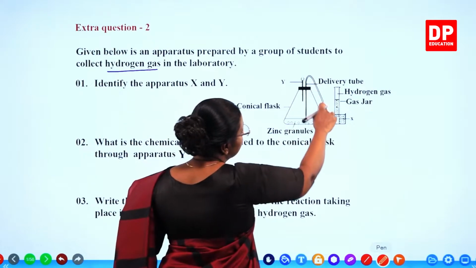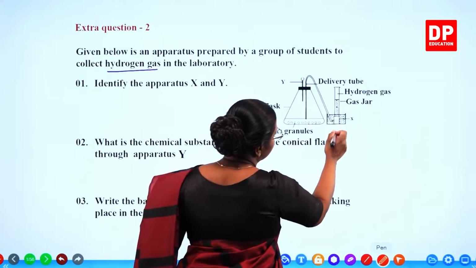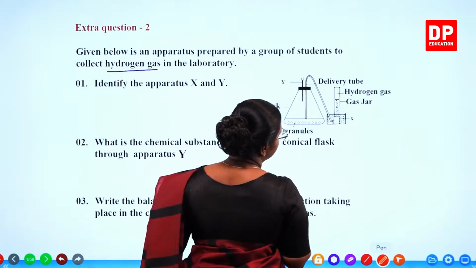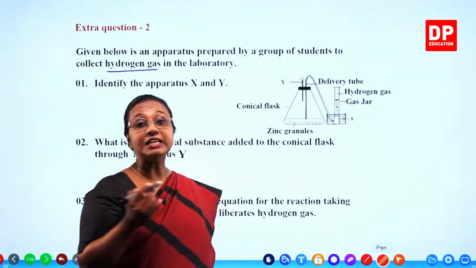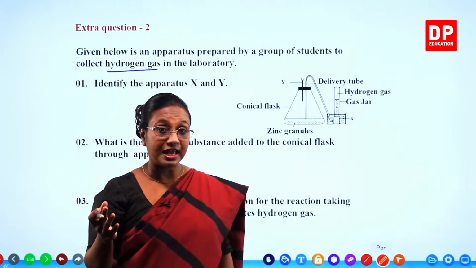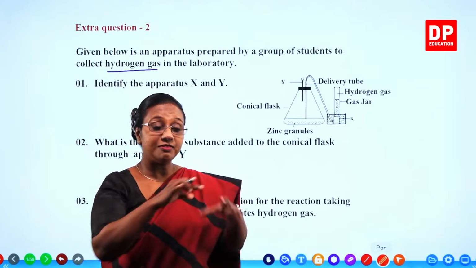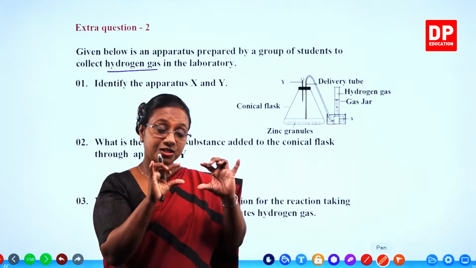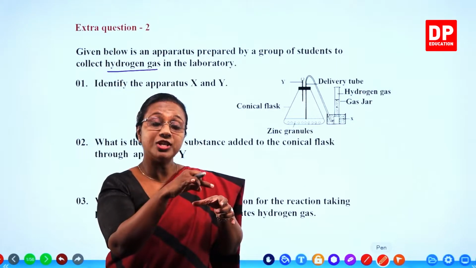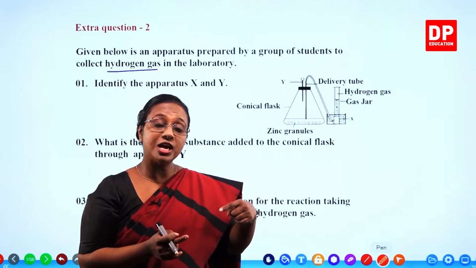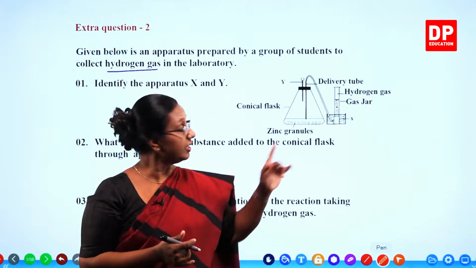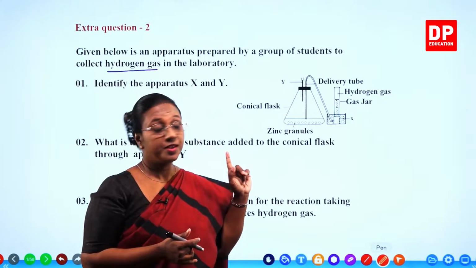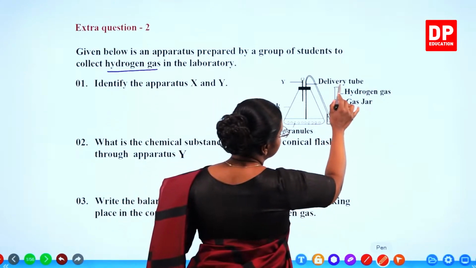Then you can see the delivery tube, and here you can see this is a trough containing water, and X is actually the beehive shelf. You can remember that, and I have shown you all a beehive shelf. It's a round structure like a small stage. On top also there is an opening. On the side also there is an opening, so that we can easily direct the gas into the gas jar shown there. So this is the gas jar.